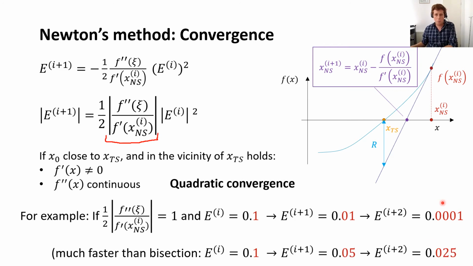Comparing this to bisection, for instance, from the previous video, where in every iteration the error was halved, we see that even though we start from a similar error here, after a number of iterations, the error has decreased using bisection, but not nearly as much as Newton's method. An important side note to make here is that this quadratic convergence will only hold if these conditions are met.